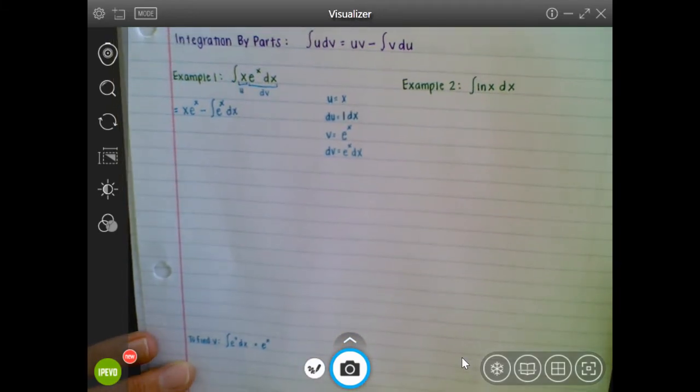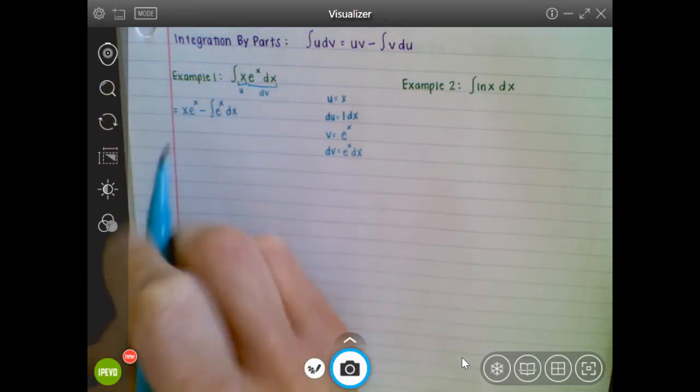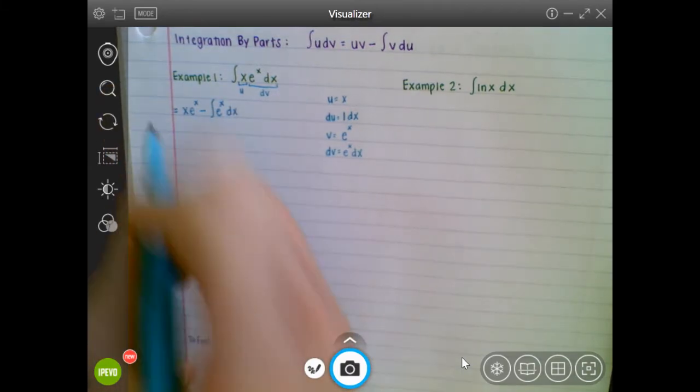And then I need to simplify this. I can't do anything with this x times e to the x, so I'm just going to leave that as it is.